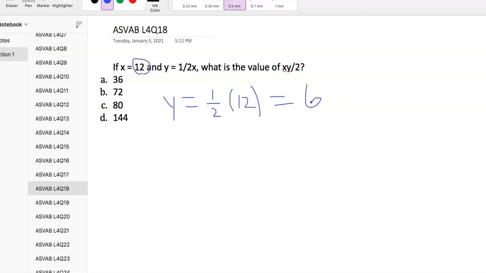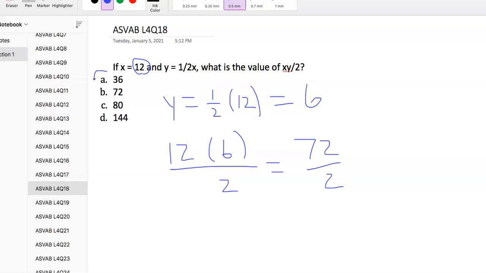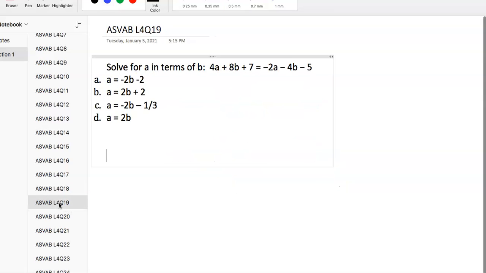So we know x is 12, y is 6, and they want to know xy divided by 2. Again, 12 is x, 6 is y, divided by 2. 12 times 6 is 72, divided by 2, and 72 divided by 2 is 36. So that's answer choice A. So that's how we do that. That's just plugging in, substituting kind of stuff.